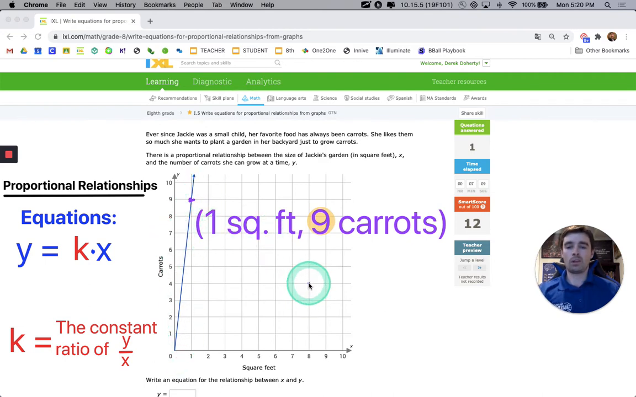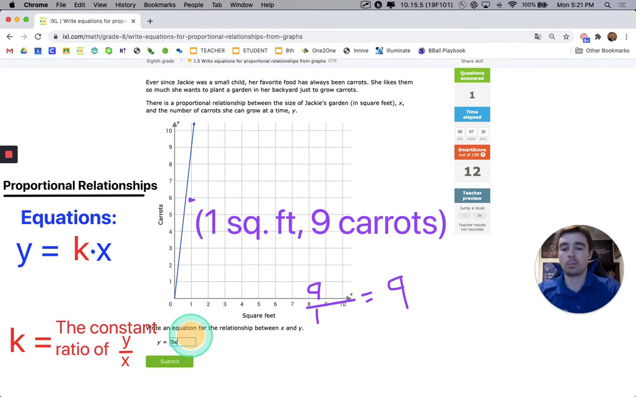And so our constant ratio that gives us this proportional relationship is y over x, or for this data point, 9 carrots divided by 1 square foot. And 9 divided by 1 just gives us a ratio of 9, so that tells me this equation is y equals 9x. What does that mean? Y equals 9x in this problem means every square foot, every x in this garden, allows us to have 9 carrots grown. And we'll see that keeps growing. The more square feet you have in the garden, the more carrots you can grow, and it's 9 carrots per square foot. That's why we see that straight line.